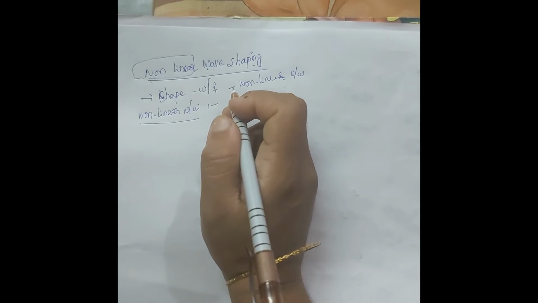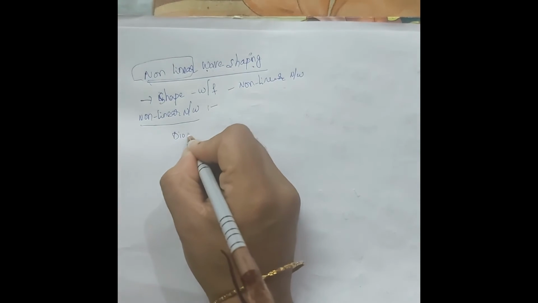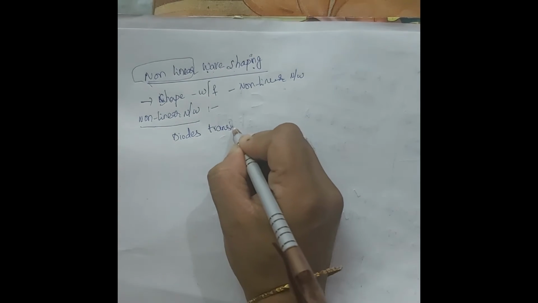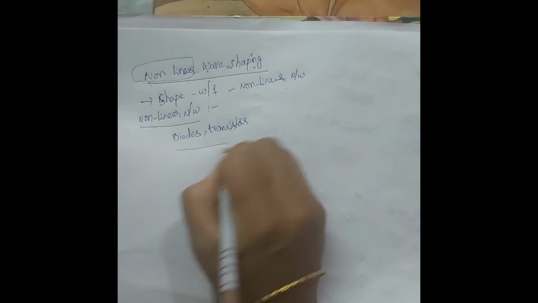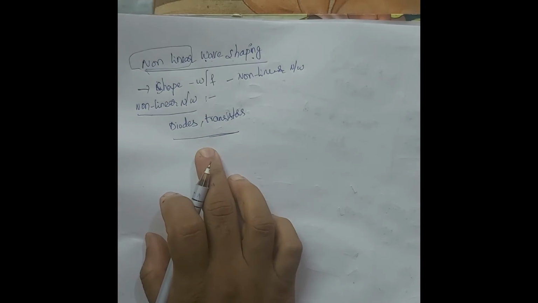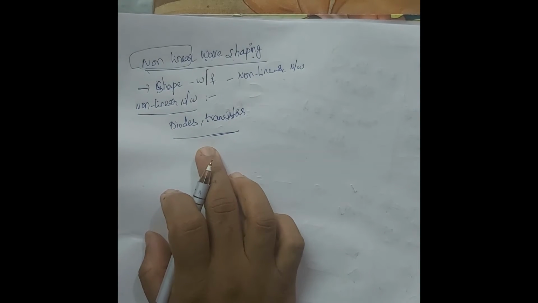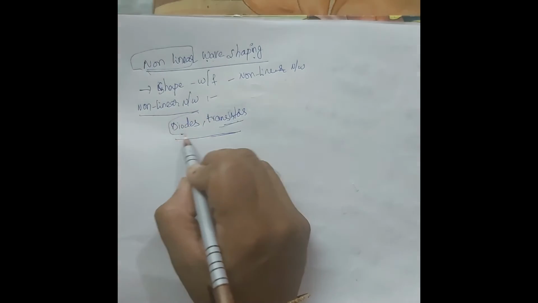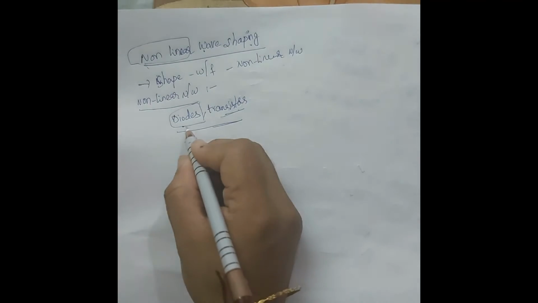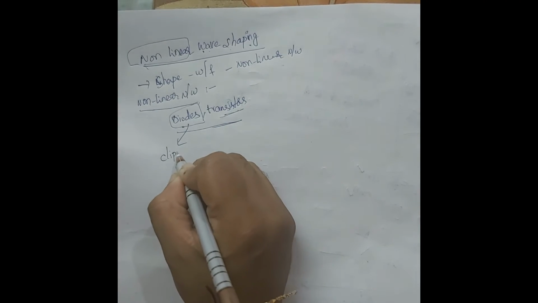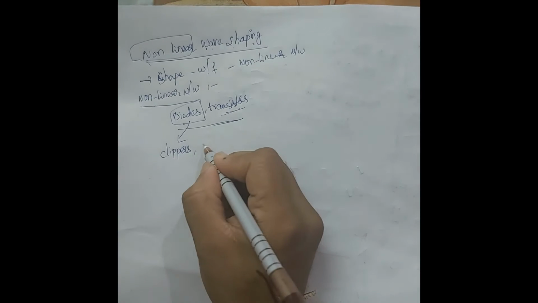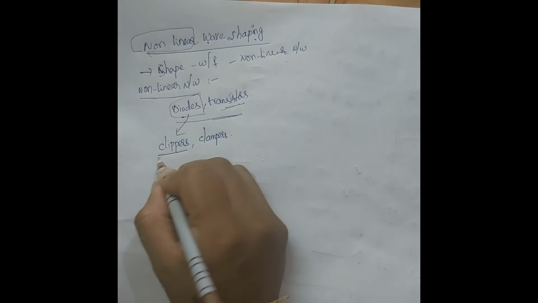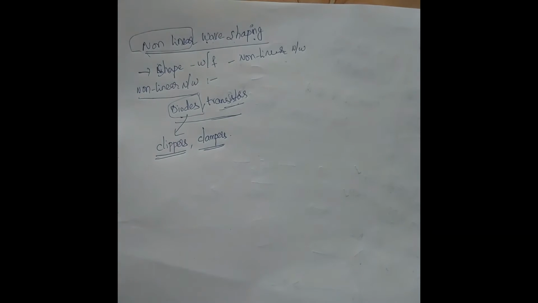What are nonlinear elements then? These diodes and these transistors, all these are non-linear elements. So we are going to change the shape of an input waveform by means of diodes and transistors. In this we are going to use only diodes. So with the help of diodes we are able to form clippers and clampers. Okay, what is a clipper? What is a clamper?